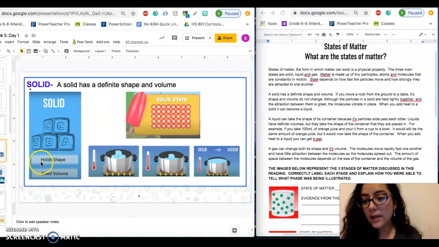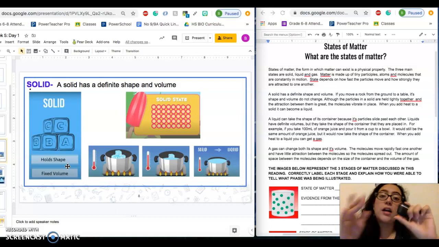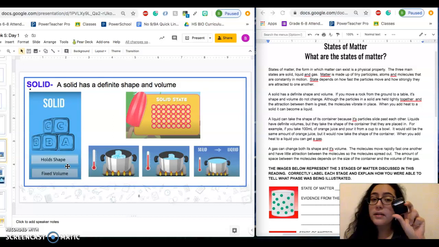So a solid holds its shape and it has a fixed volume. Holds its shape, like I said, go back to my case, it will not change shape. I cannot change it to be a circle. A fixed volume. This case will never get bigger. This case will never get any smaller. So it's fixed. It has a fixed shape, fixed volume.